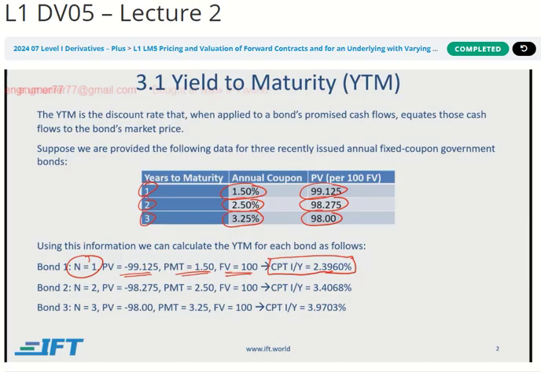maturity. You can do the same process for the bond number 2, which is 2 years. Present value is going to be negative because you're going to pay this money. Payment will be positive because you will receive this money, and future value is going to be positive as well because you will receive this money, and you can calculate the YTM, and you can do that for the third bond as well.